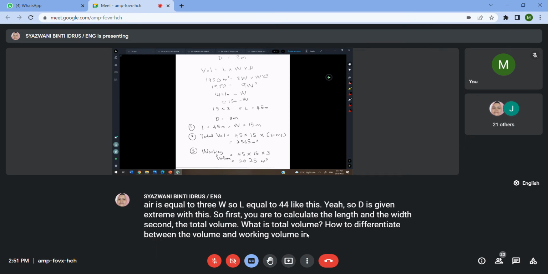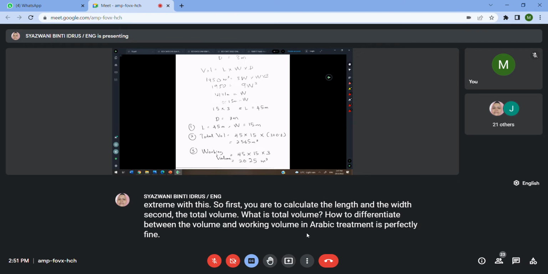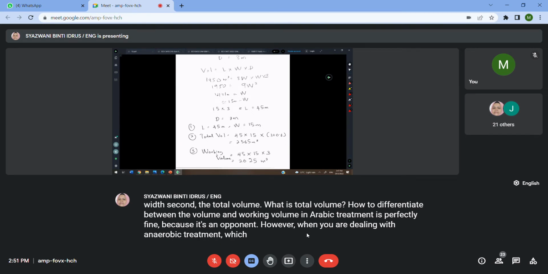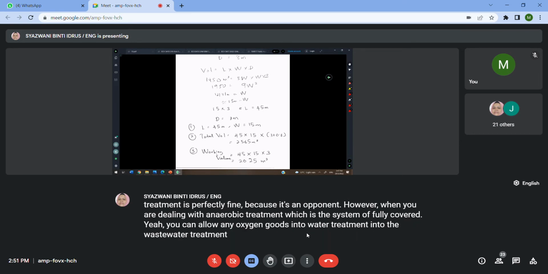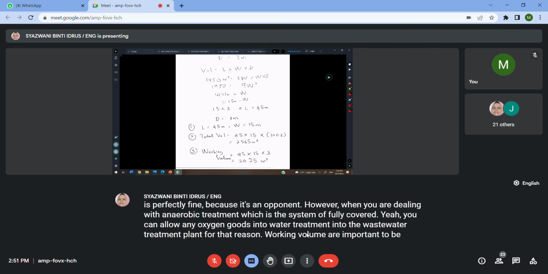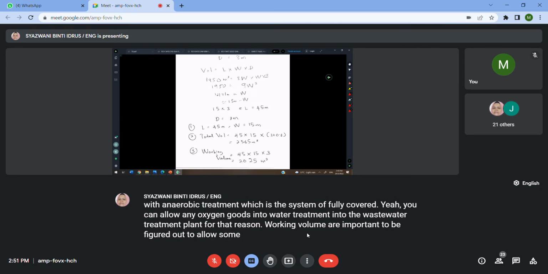In aerobic treatment it is perfectly fine because it's an open treatment. However, when you are dealing with anaerobic treatment, where the system is fully covered, you cannot allow any oxygen to go into the wastewater treatment plant. For that reason, working volume is important to figure out, to allow some head space. This is to avoid explosion.